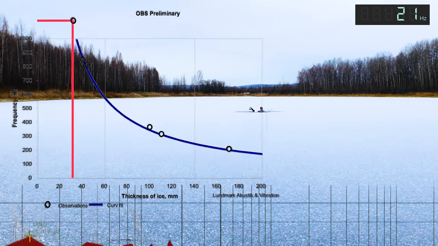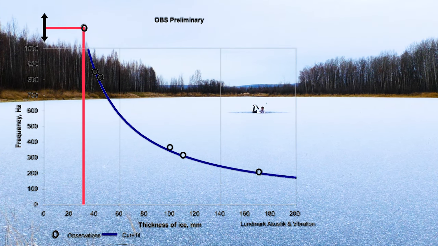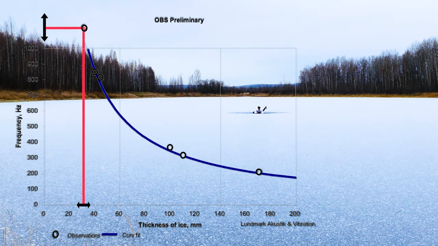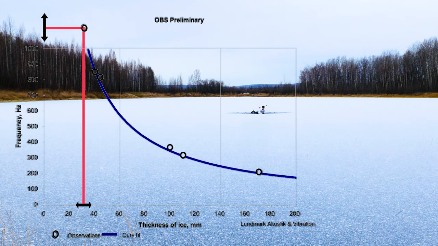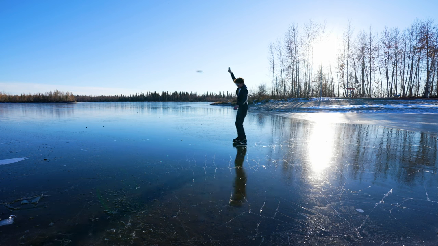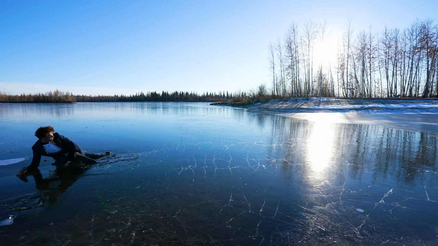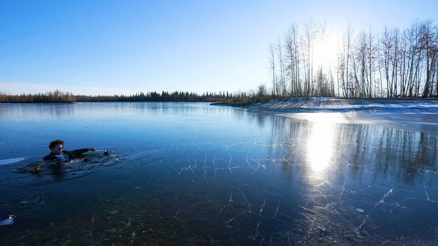The frequency was jumping around between 1100 and 1200, and looking at this graph, we can tell that the ice had to be between 30 millimeters and 35 millimeters to create that frequency, or about 1.2 inches, which I've discovered from doing rigorous scientific research is the bare minimum to hold a human being weighing around 165 pounds.